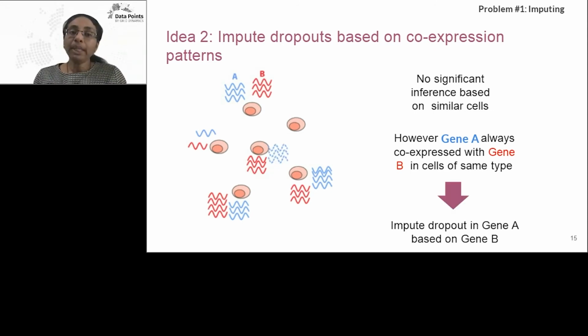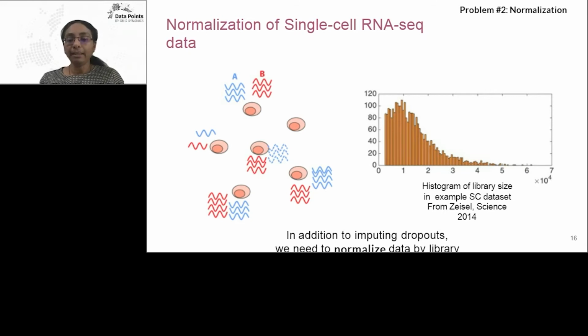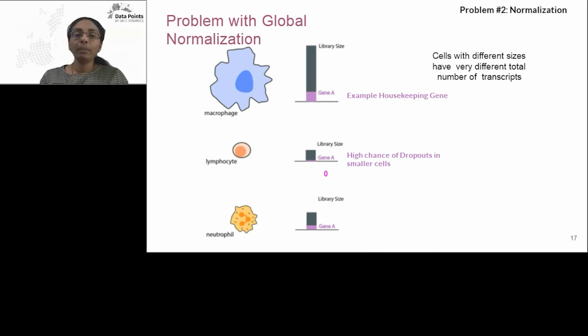And another problem was that of normalization. So you want to normalize the data to keep the library size, which is nothing but the number of mRNAs per cell, the same. One of the examples that is normally done in the field is that of global normalization. So let's take the example of 3 different cell types. You have macrophages, which are bigger cells, lymphocytes that are tiny, and neutrophils that are somewhere in the middle. Now, the library size for each of these would vary depending on the amount of mRNA per cell type. But you can see that housekeeping genes, for example, these are genes that are supposed to be there in that particular cell, their contents also vary.